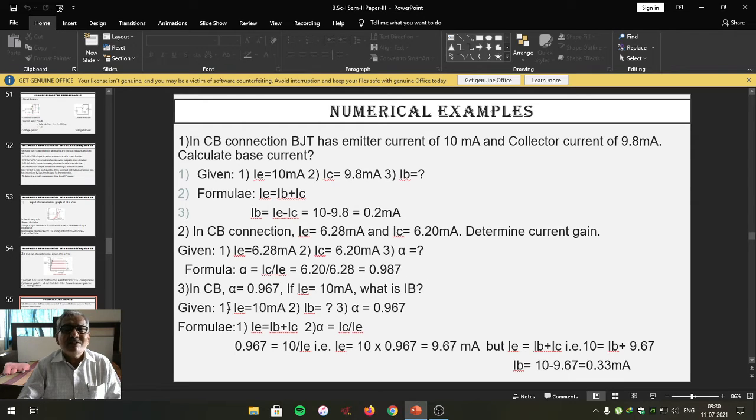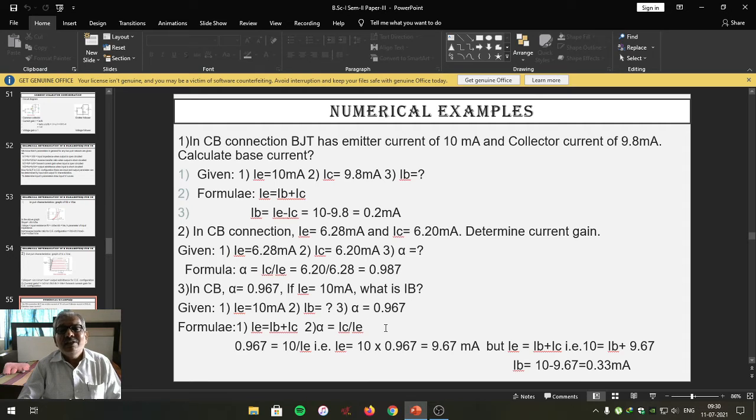So write the given things. Given IE is equal to 10 milliampere. IB is to be calculated. Alpha is given, and that is equal to 0.967. Friends, there is no relation which is going to exist between alpha, IB and IE. The formula for alpha is IC upon IE. Here IE is given, no IC is given. Therefore, first you have to calculate IC.